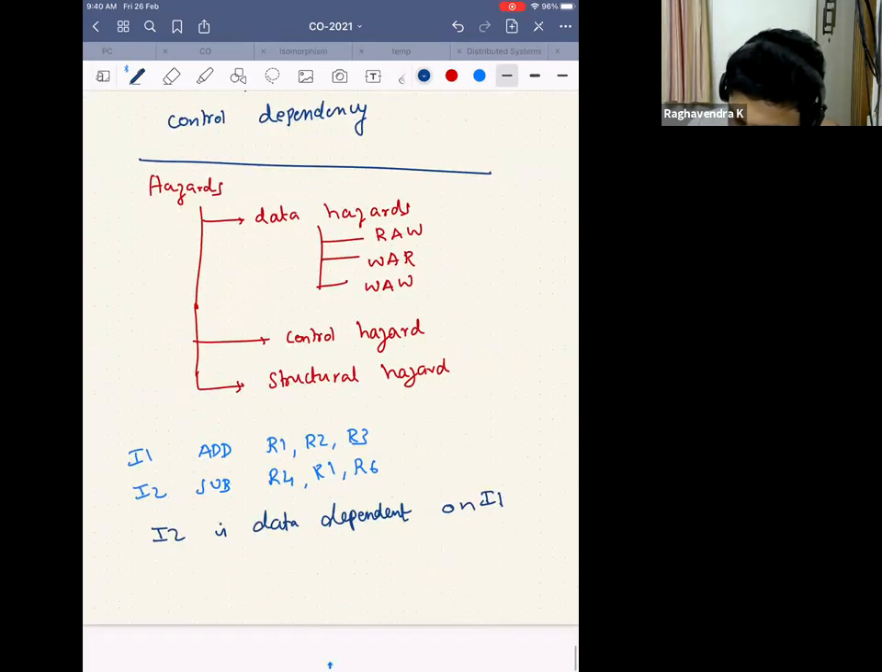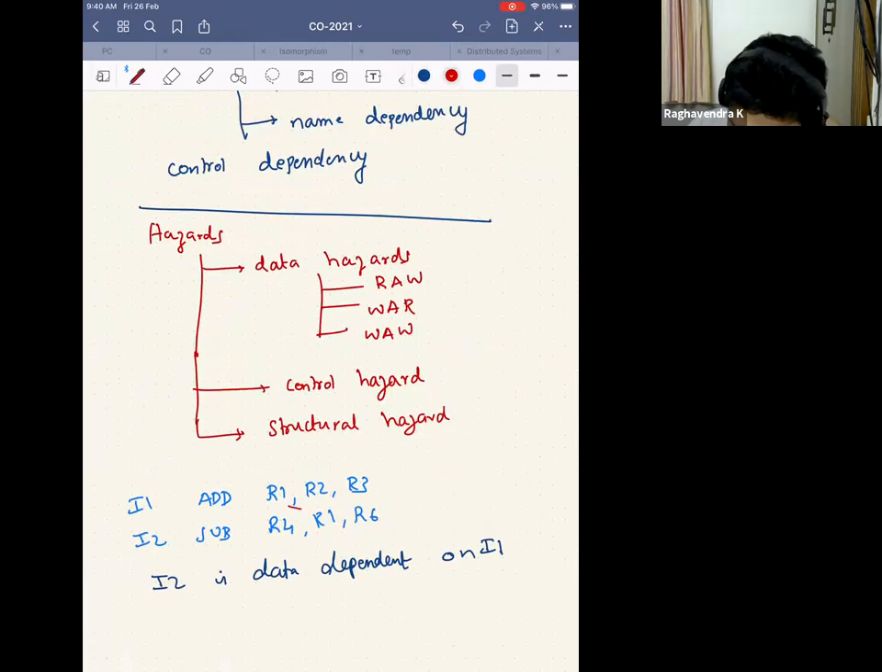Why do I say that? Because whatever I1 is producing is consumed by I2. So I2 is data dependent on I1. Of course, this need not be just a one level hierarchy. There might be an instruction I3, which is again dependent on I2, right? So let's say it is something like this.